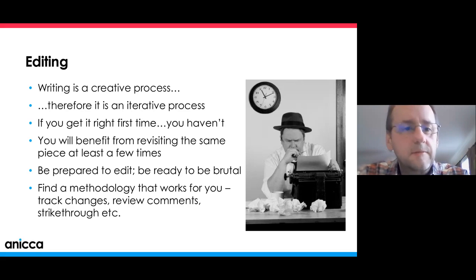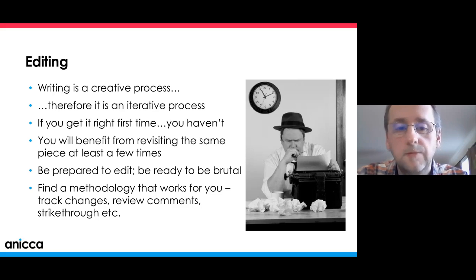So, editing. Writing is a creative process, and therefore it's an iterative process. If you think you have got a piece of copy right the first time, you haven't. It's as simple as that, because there will always be improvements that can be made, and that might be the content itself, it might be the length, it might be the tone. So you will benefit from revisiting the same piece at least a few times.